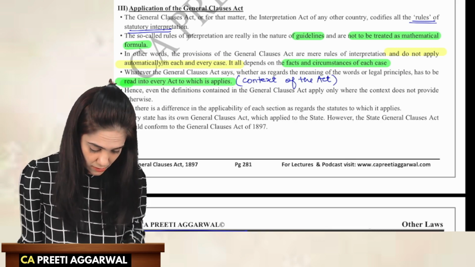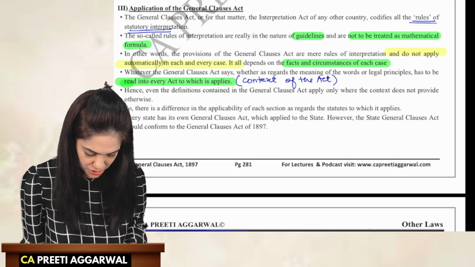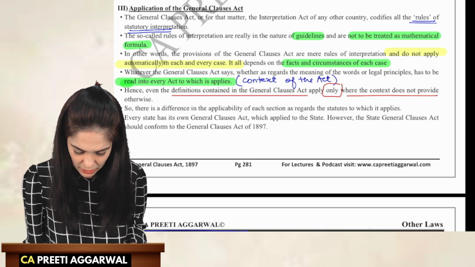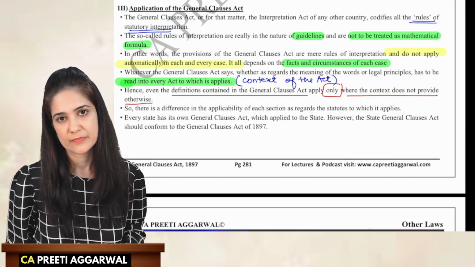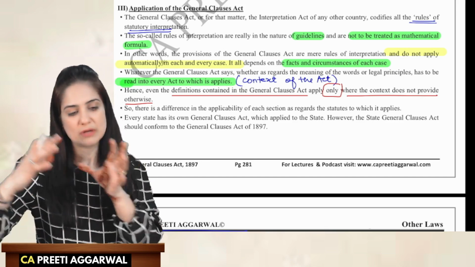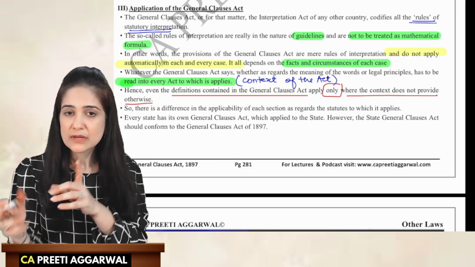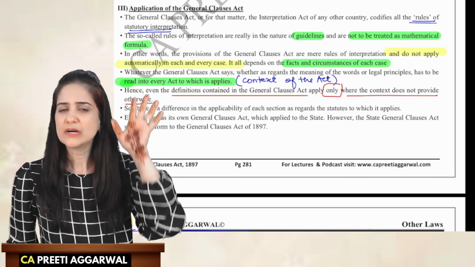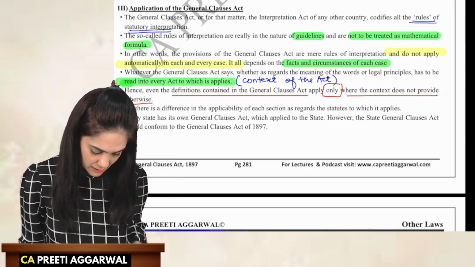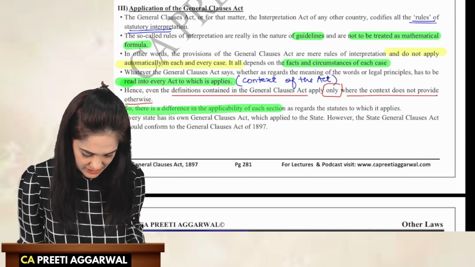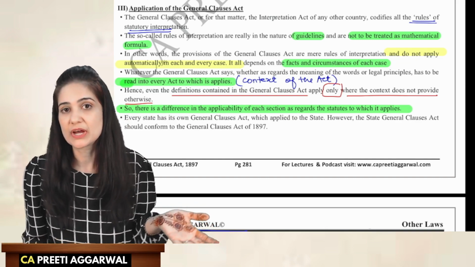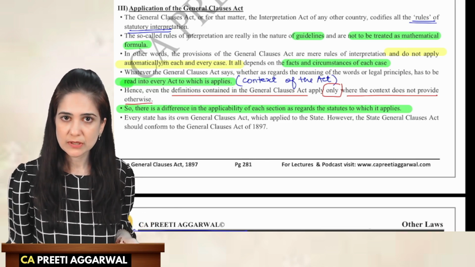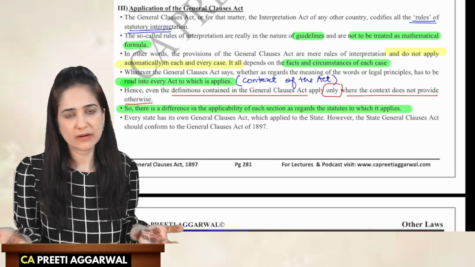Now, they are very clear. Definitions in the General Clauses Act will apply only where the context does not provide otherwise. It means if your Act does not provide any meaning, only then you will refer to the General Clauses Act. Otherwise, it's not required to come here if you are satisfied in the respective Act itself. Hence, there is a difference in the applicability of each section with regard to the context of the Act you're referring to. So, even though the word commencement has been defined over here, if you consider the context of your respective Act, the interpretation may change.